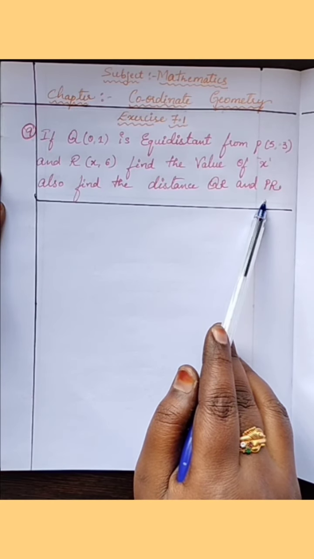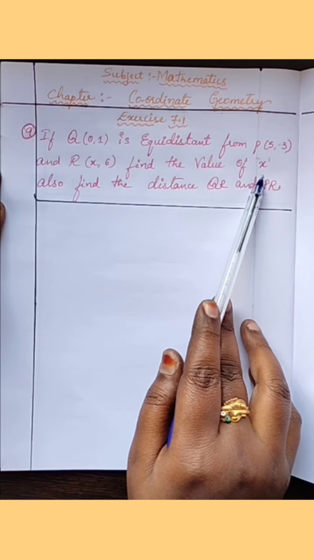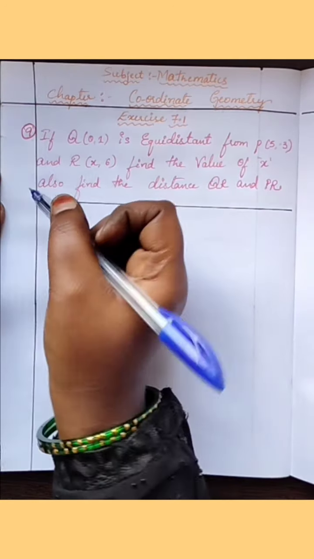What we have to find here? Here we have to find the value of x first. After finding the value of x, then we have to find the distances QR and PR. Okay dear students, I will solve this problem.